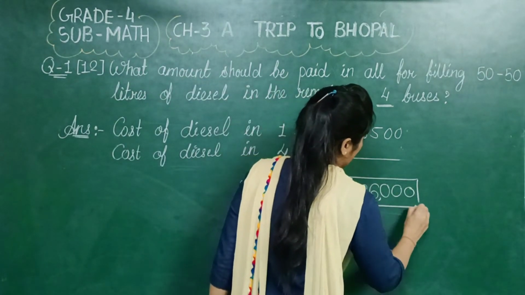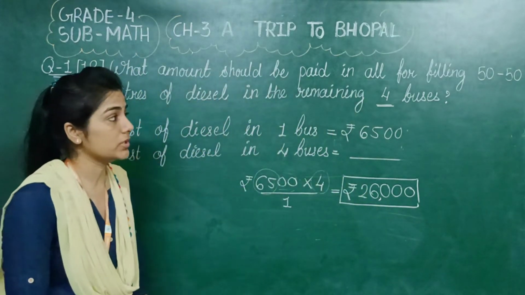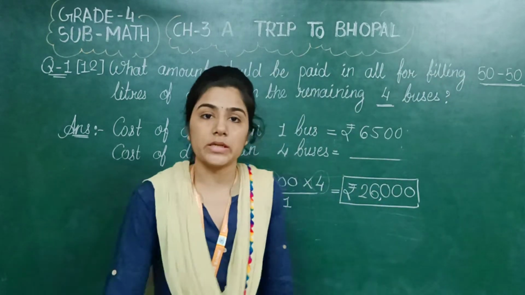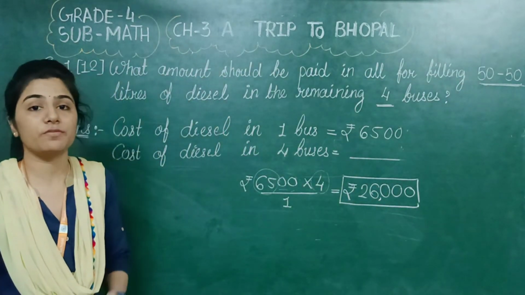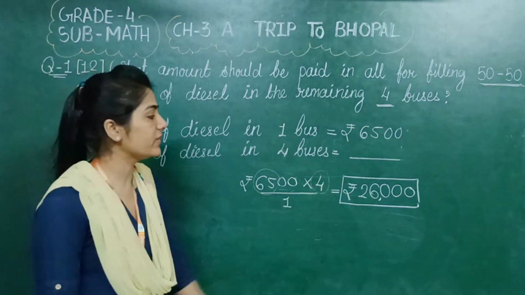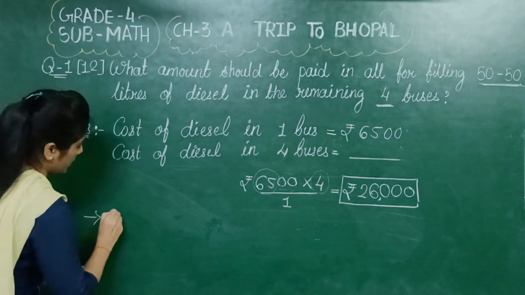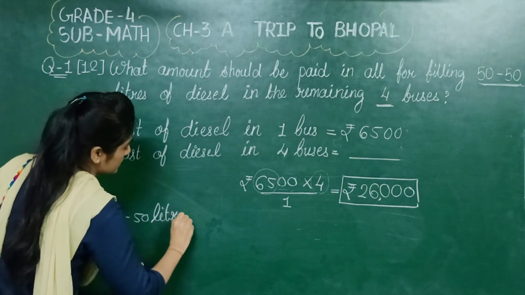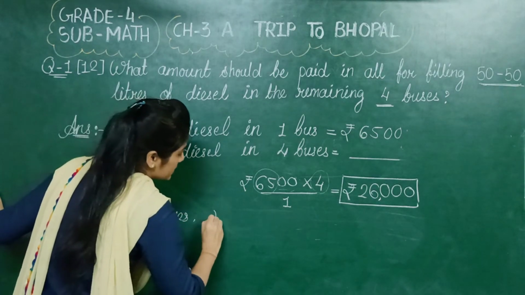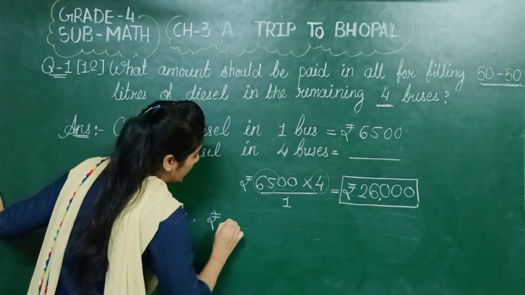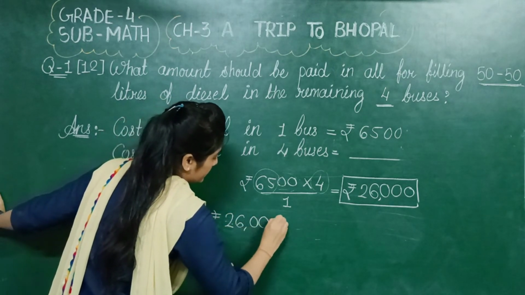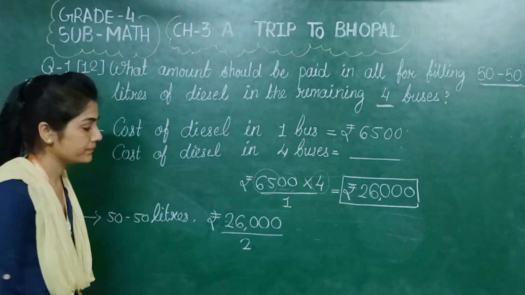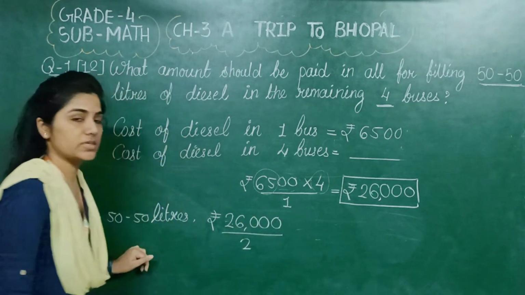But this is not your final answer. What is given in the question is 50-50 liters. So what is the meaning of 50-50 liters? That means half the liters we have to fill. So we can do half this way: 50-50 liters means half of this 26,000.